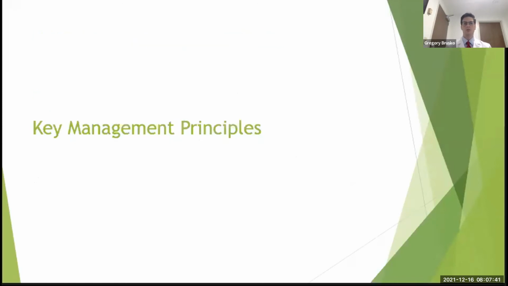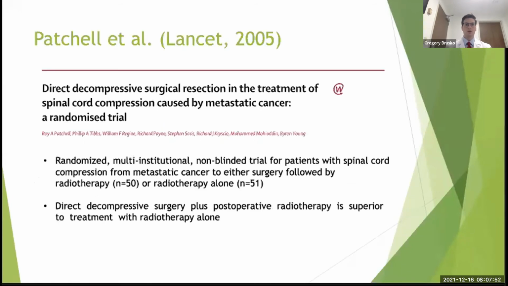So now moving on to some of the key management principles and some of the landmark papers that are commonly cited, things you need to know for the boards as well as just in general treatment paradigms. Starting off with, of course, Patchell et al., published in Lancet in 2005, and it discusses the randomized trial of direct decompressive surgical resection in the treatment of spinal cord compression from metastatic disease. So it was a randomized multi-institutional trial for patients with spinal cord compression. They were randomized either to surgery plus radiotherapy or radiotherapy alone. Both groups received 10 3-gray fractions of radiotherapy.